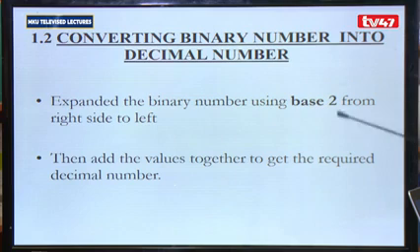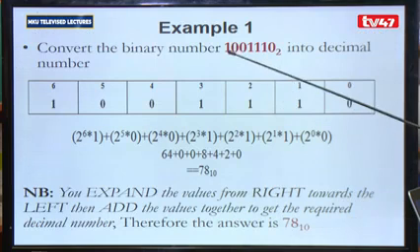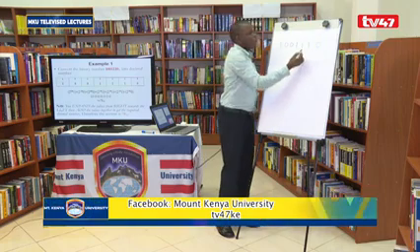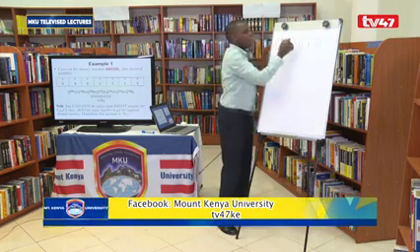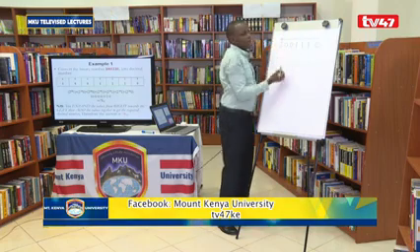What do we mean by that? You have a binary number like this one, 1001110. You can represent it here, and you expand them using base 2 from the right side towards the left.